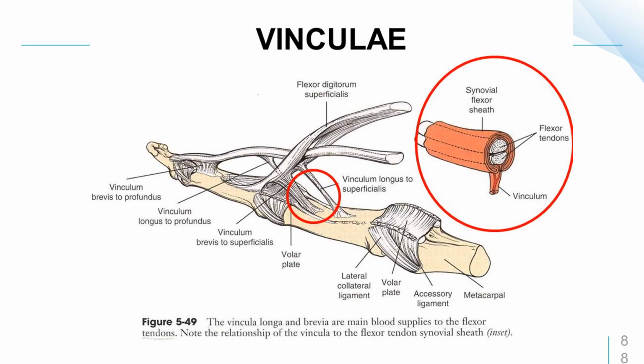In certain situations, when the range of movement is very extensive, such as in the fingers, the mesotendon disappears or remains in the form of a narrow thread called the vincula.